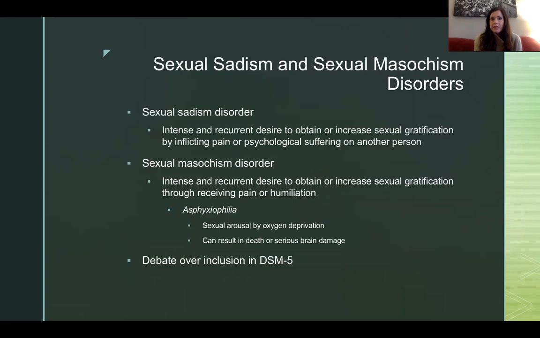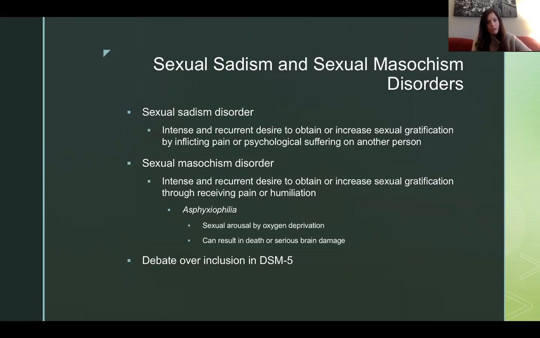And then we have sexual sadism and sexual masochism disorders. So sexual sadism disorders are an intense and recurrent desire to obtain or increase sexual gratification by inflicting pain or psychological suffering on another person. Sexual masochism disorder is an intense and recurrent desire to obtain or increase sexual gratification through receiving pain or humiliation. Asphyxiophilia is sexual arousal by oxygen deprivation and can result in death or serious brain damage. So this would be asphyxiation or choking to an extreme level where people are passing out. So it's obviously dangerous behavior.